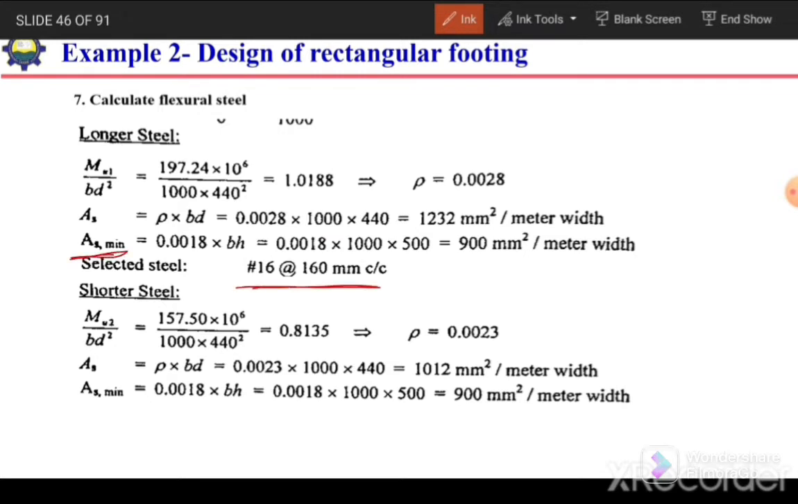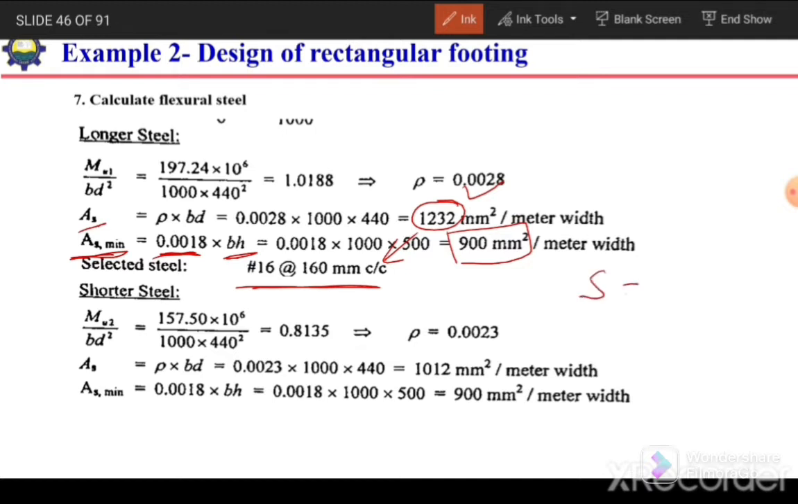So once we have the area, we can calculate the spacing. We also need to check that this area should be more than the minimum area. For 420 steel, the minimum reinforcement ratio is 0.0018, so multiply it with b into h, and it will give us 900 millimeters squared. So the calculated area is more than the minimum area, so we will use this calculated value. Now the next step is to calculate the spacing of the steel bars.